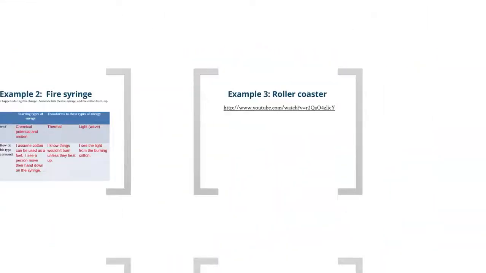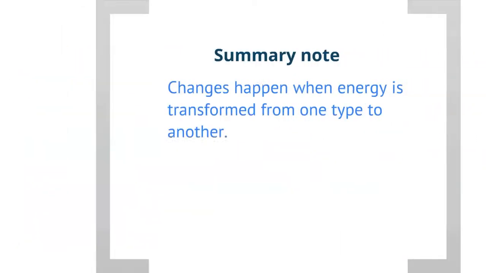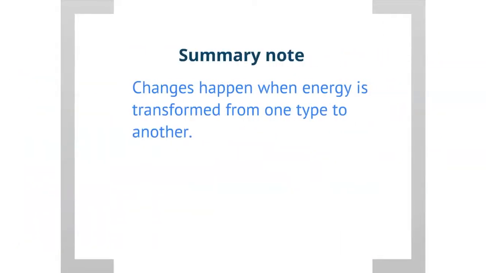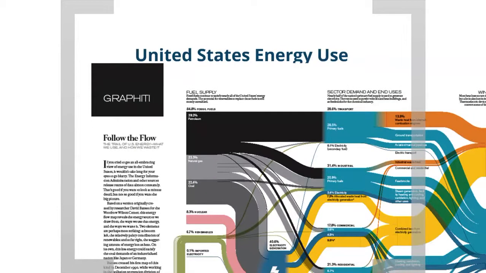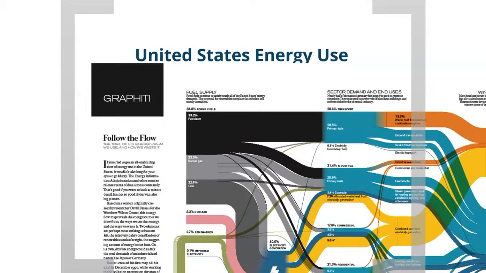And then we talked about a roller coaster as well. So you start up really, really high with gravitational potential energy. That gets turned into motion, sound, and thermal energy. So changes happen when energy is transformed from one type to another. That's when you see a change. All right. Then the next day, we talked about United States energy use.